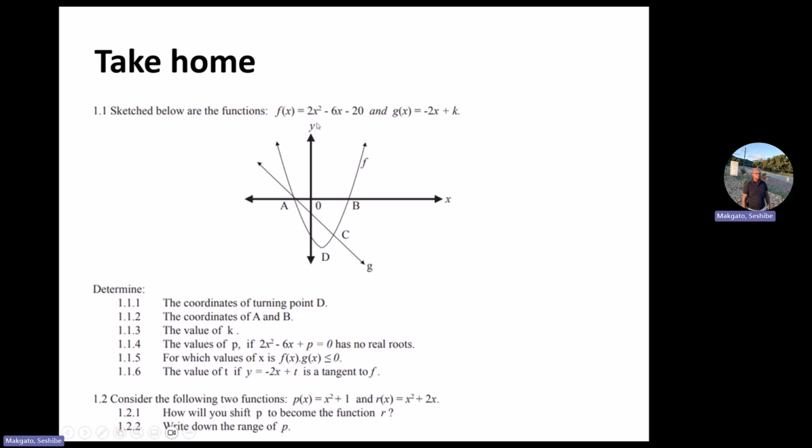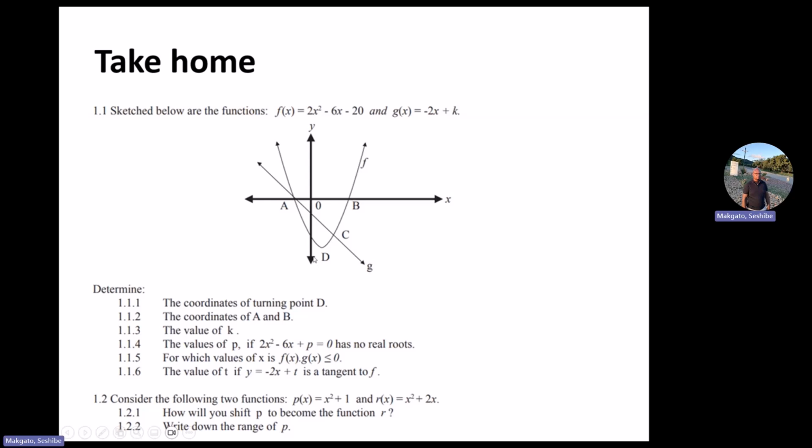So x minus 5, x plus 2, x is equal to 5, x is equal to minus 2. So here is minus 2 and 0 here at A, and this is 5, and that is minus 2. Minus 2 and 0, 5 and 0.